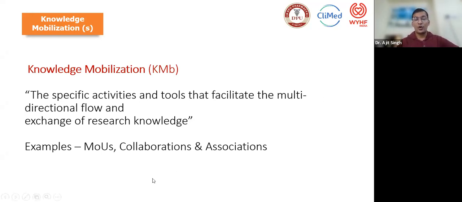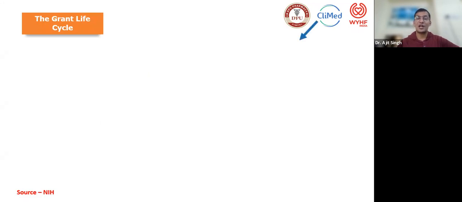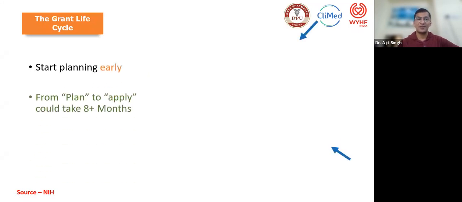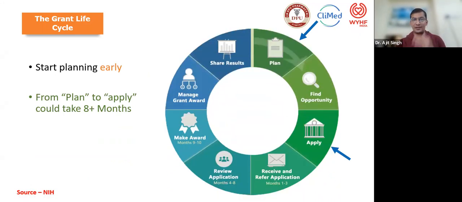Okay, so now I'll go to the very important part of what we are waiting for. First of all, this is the grant cycle. Let's understand how it works. The grant cycle starts with planning early. See, planning early means what? Let me keep the circle here, let me keep the grant cycle.